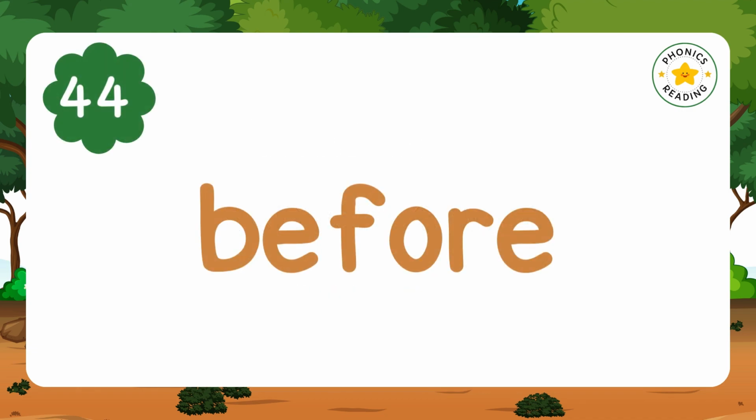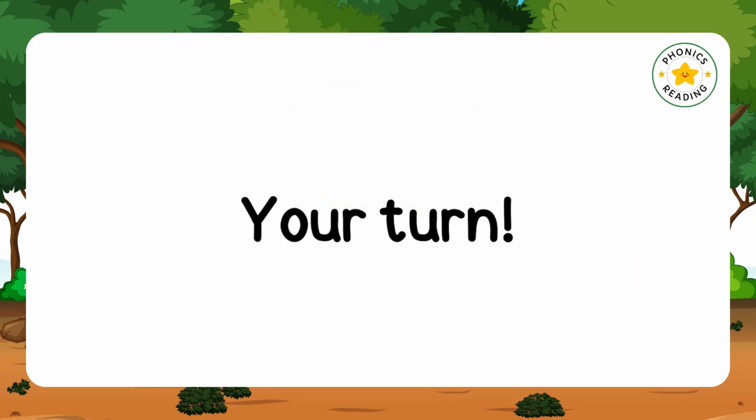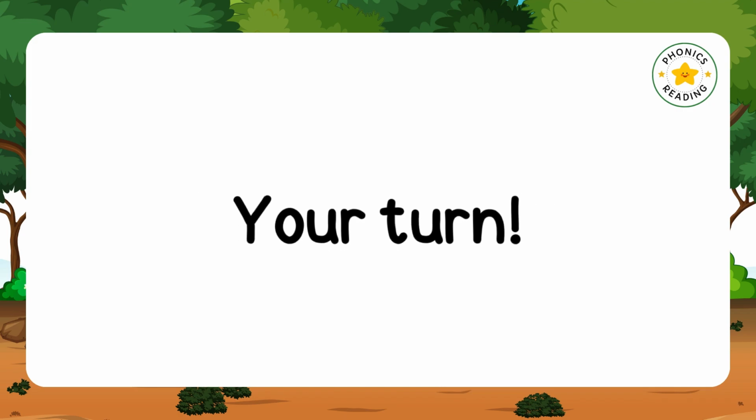B-E-F-O-R-E. Before. We, tricky word. Must. Each. Reach. Ea and ch, two digraphs in reach. Home is an O magic key word. Home. Before. Lunch. Ch is a digraph. We must reach home before lunch. Now it's your turn. Give me a sentence with before.